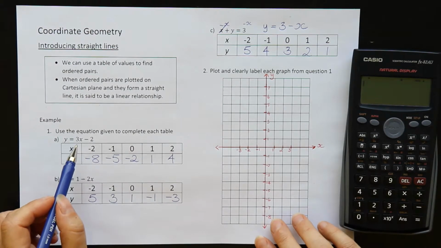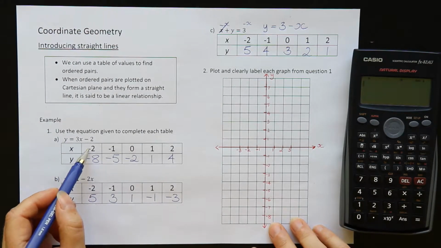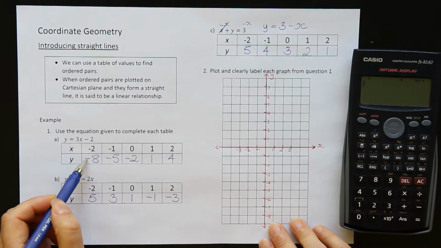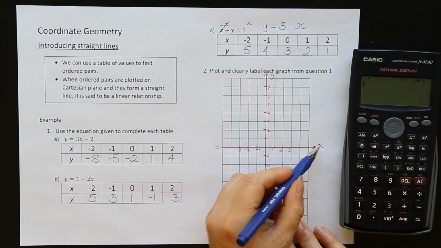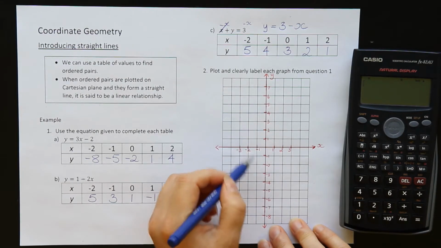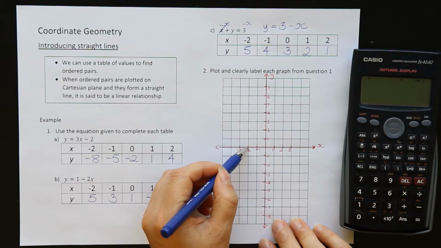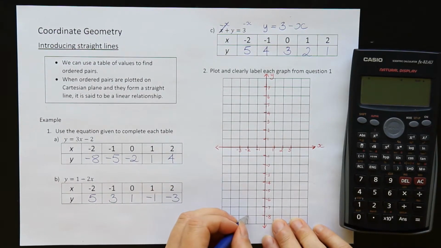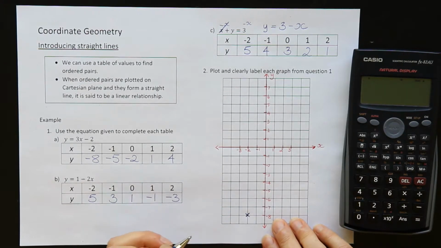My first set of ordered pairs here was -2, -8. So x is -2, so on the x-axis I go across to -2, and then y is the vertical one, so I need to go down to -8. And I put a dot, some people prefer a dot or a cross, at that point, -2, -8.